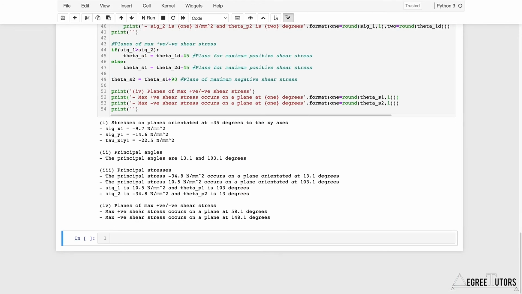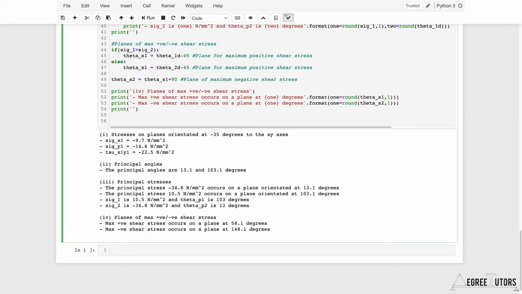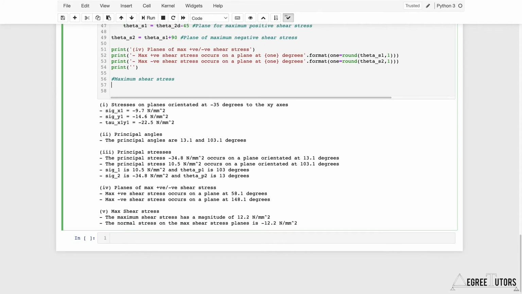So what do we have? The plane of max positive shear stress occurs on a plane of 58.1 degrees. Yep. And the max negative shear stress occurs on a plane of 148 degrees, which is correct. Now we can go ahead and work out the maximum shear stress. We can say that tau max is going to be equal to 0.5 times sigma 2 minus sigma 1. And because it's just the magnitude that we're after, we can take the absolute value, so the positive version of this number.